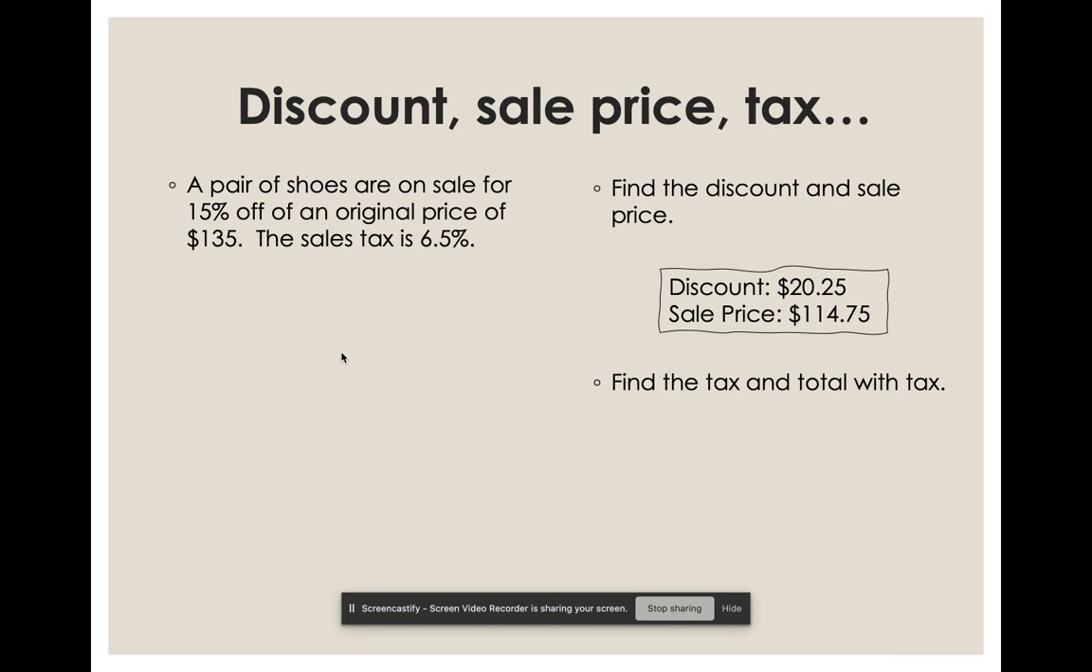Now you've got to do your tax. With tax, hopefully you remember that you add the tax. So once you do that, your tax would be $7.46. We go back to the sales price, which is $114.75, and add the tax to that, which would give us a total of $122.21. I guess I should say $122.21 so that no one corrects me.